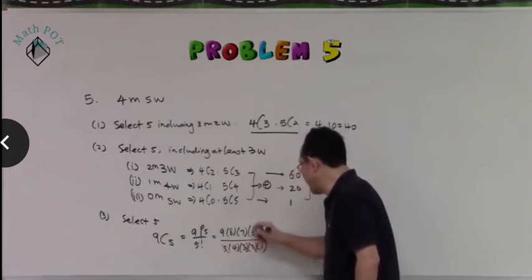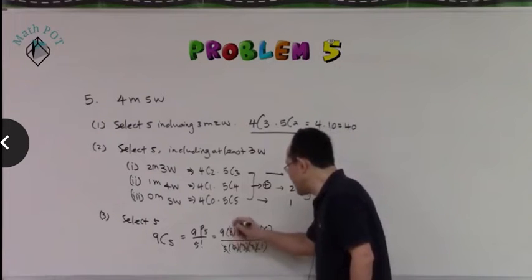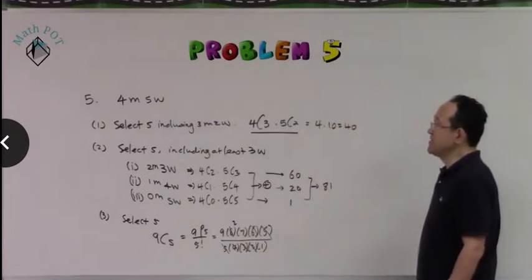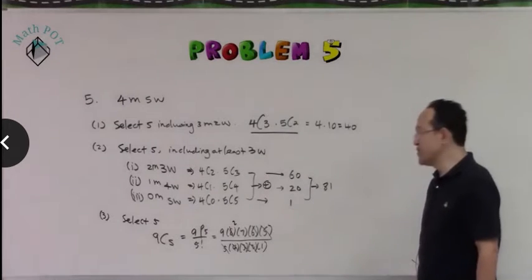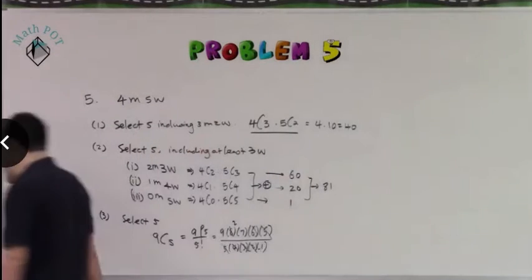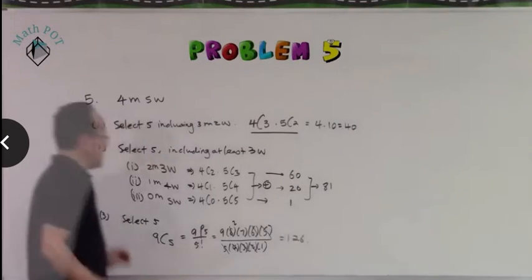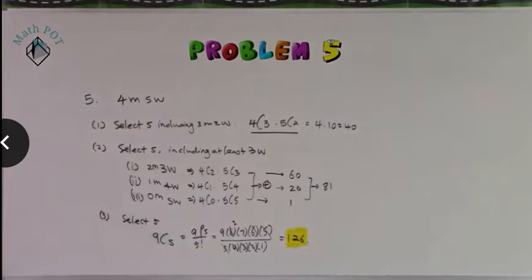Of course, 2, 3 reduced by 6. 4, this one reduced. That means what? Nothing but 18 times 7. 18 times 7 is nothing but 126. That gives us nothing but 126. So that's how you figure out this problem. So make sure you understand.